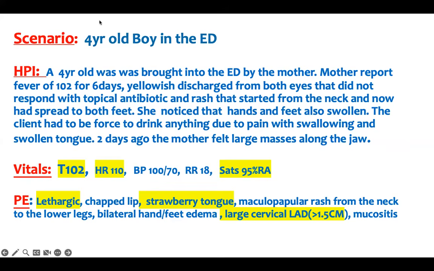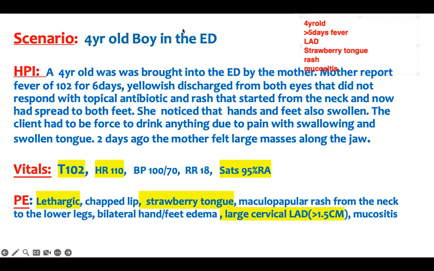What is the issue that we have? We have a 4-year-old, right, who has more than 5 days of fever, right? We have lymphadenopathy, right? We have a strawberry tongue, right? What else do we have? We have a rash, right? All these things, and we have mucositis. What do you think this is?